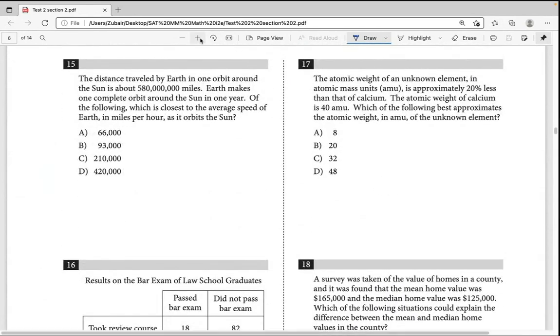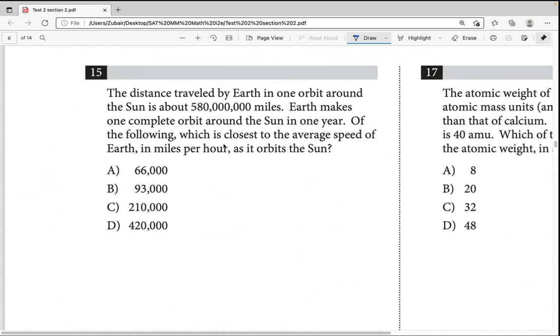Question number 15. The distance traveled by Earth in one orbit around the Sun is this many miles. The Earth makes one complete orbit around the Sun in 1 year. Of the following, which is the closest to the average speed of Earth in miles per hour? Okay, let's use our calculators. 1 year, so 365 into the number of days into 24 hours per hour. So this is 66210. Closest is this many miles per hour.